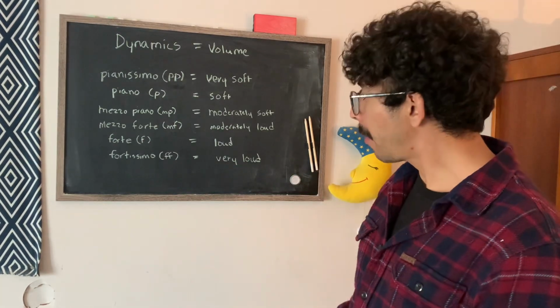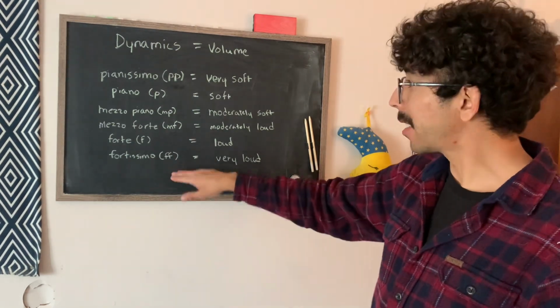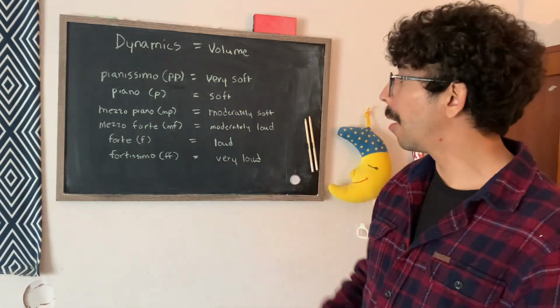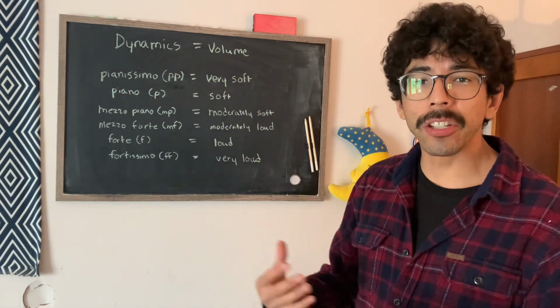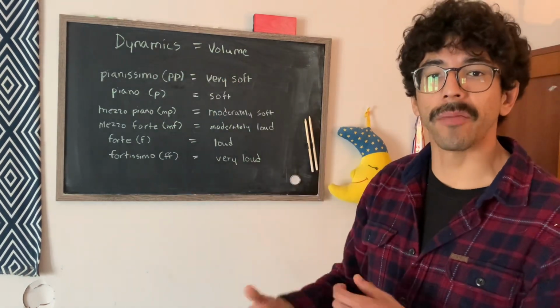Now, it's also common to see 3 Fs or 4 Fs, even up to 5 Fs. And the same thing goes for the bottom end. You can see 3 Ps, 4 Ps, and even more than that. And that just means to play softer in the case of Ps or louder in the case of more Fs.